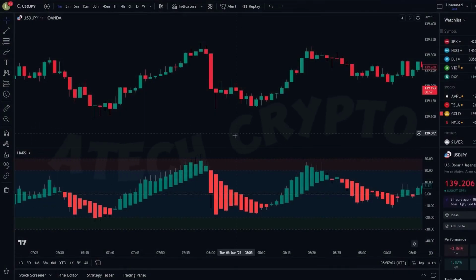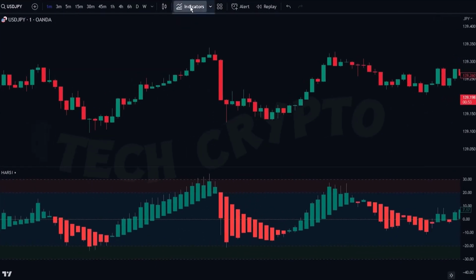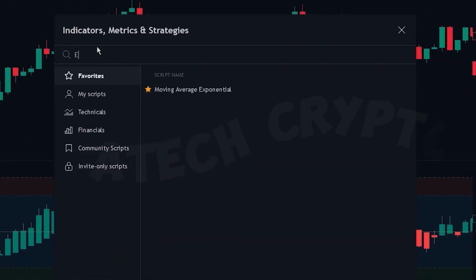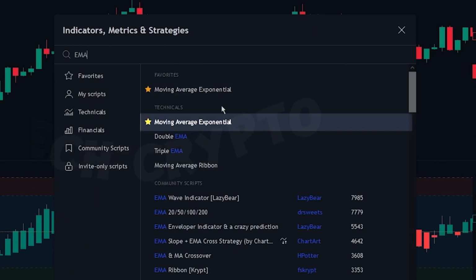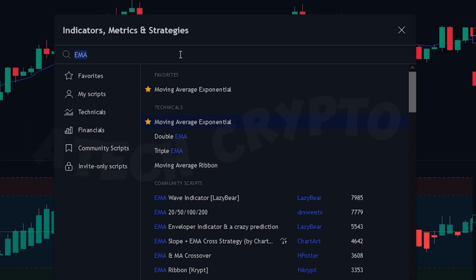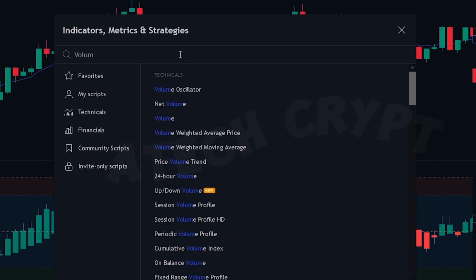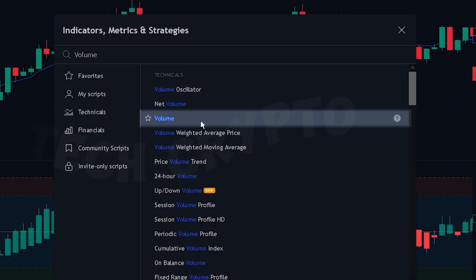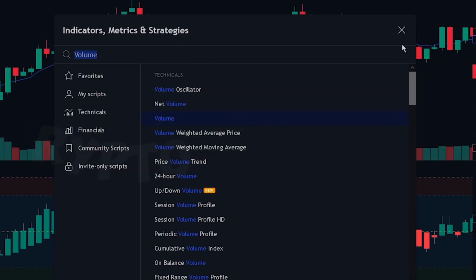The first indicator we will be adding to the chart is the EMA. Navigate to the Indicator Search tab and search for the EMA indicator. Select the indicator made by TradingView and add it to the chart. The next indicator we will be adding is the volume indicator. Search for the volume indicator, after that select the volume indicator made by TradingView and add it to the chart.